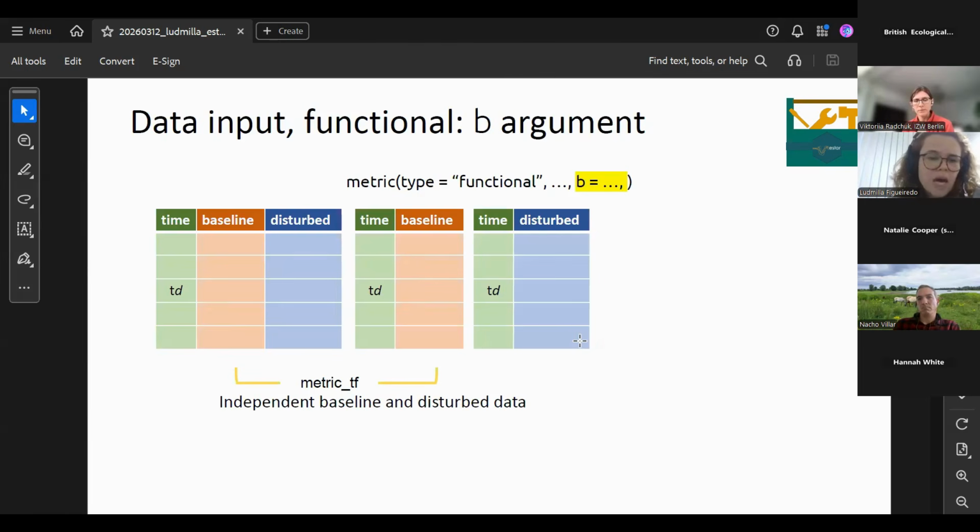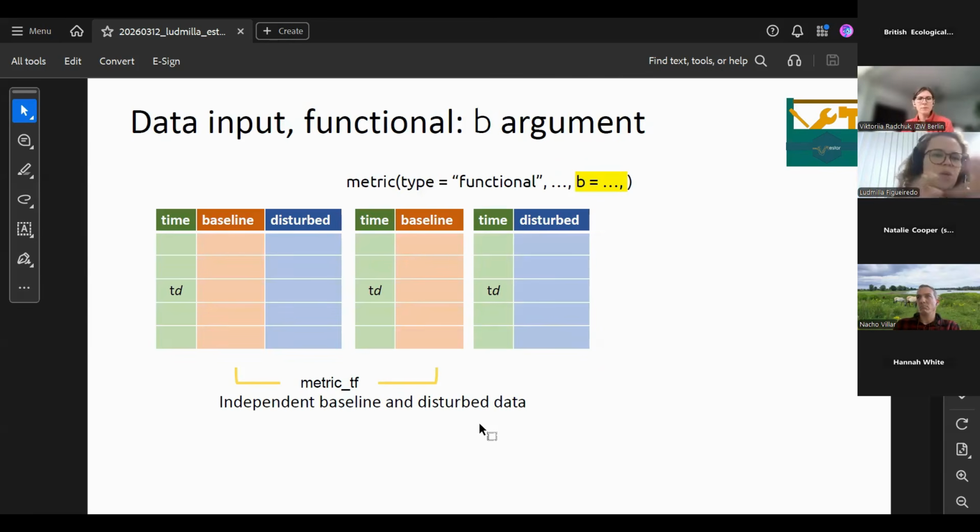Finally, we come to how you get data into estar, right? We can have, so to say, a dream scenario where you have an independent baseline and independent disturbed data. Imagine you have a case where you followed a system. This is the case for many experimental settings, right?